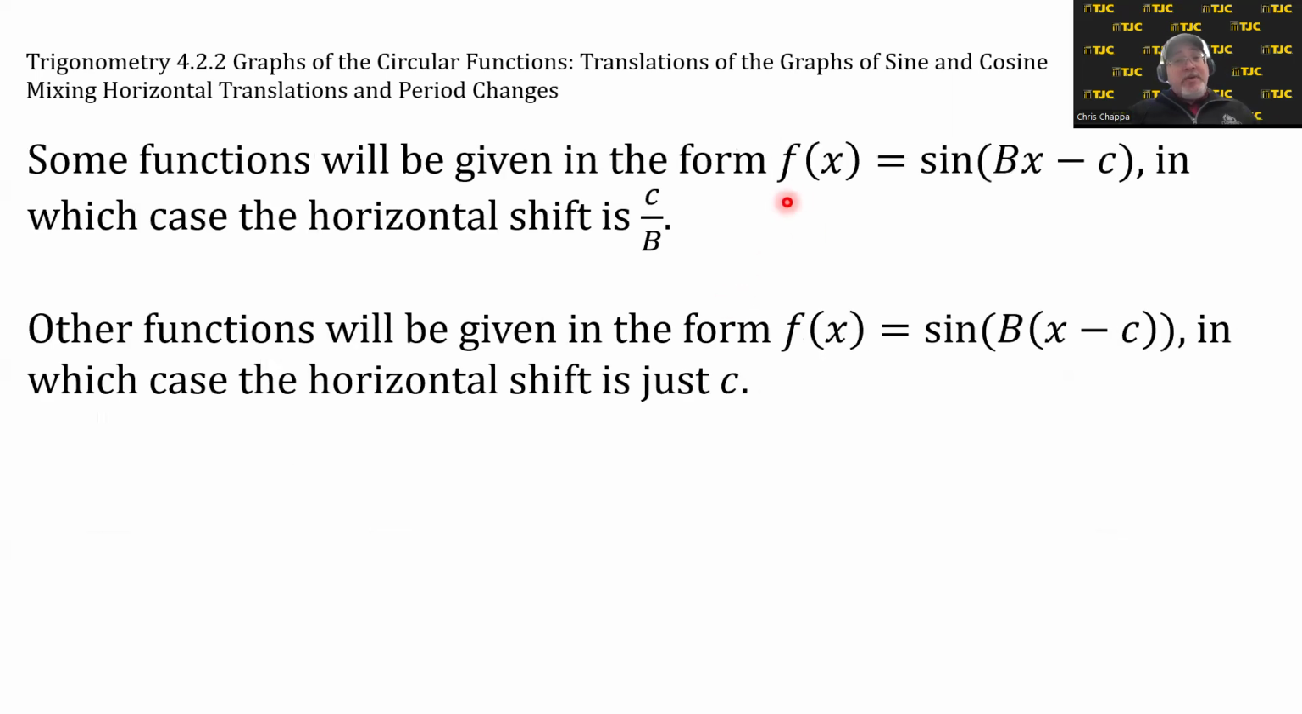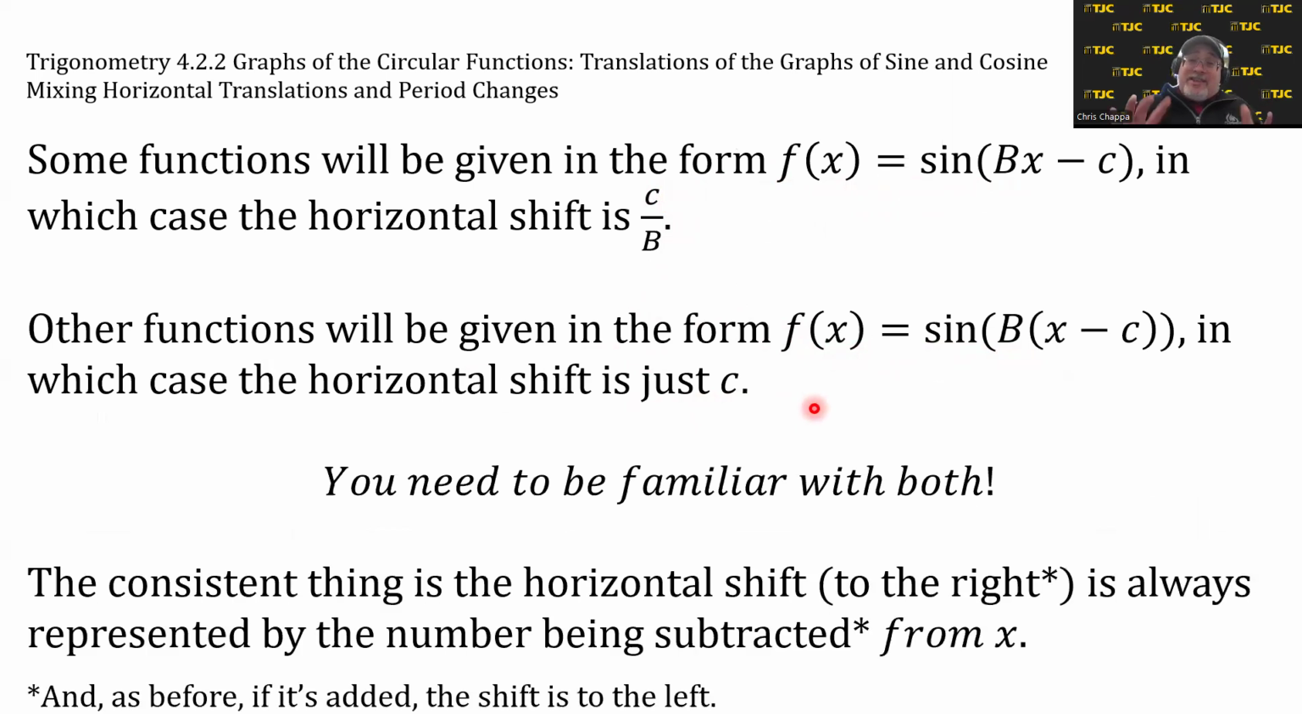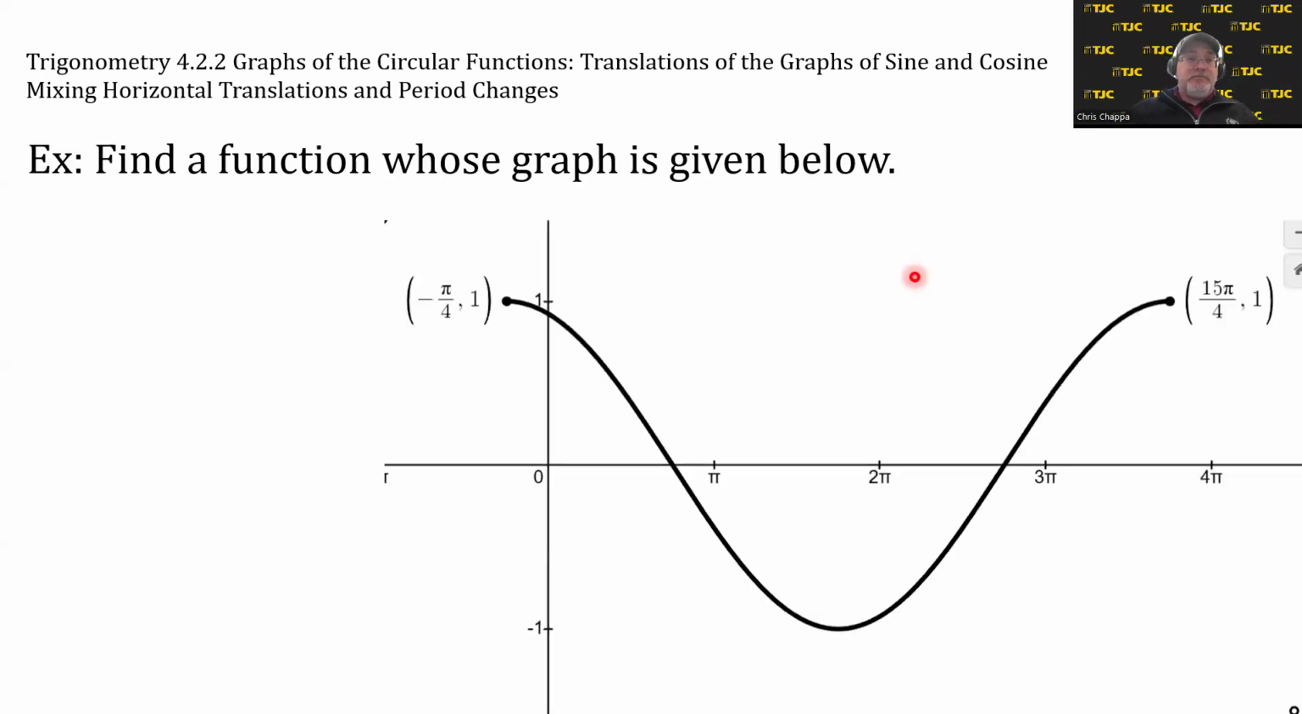Now, some functions will be given in the form f of x equals sine of bx minus c, in which case the horizontal shift is c over b. Other functions will be given in the form f of x equals sine of b times the quantity x minus c, in which case the horizontal shift is just c. You need to be familiar with both. Now, the consistent thing is that the horizontal shift to the right is always represented by the number being subtracted from the x. And of course, if it's added, then it's to the left.